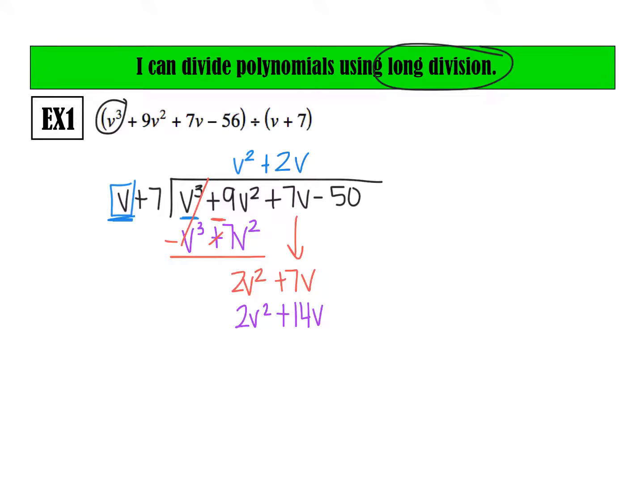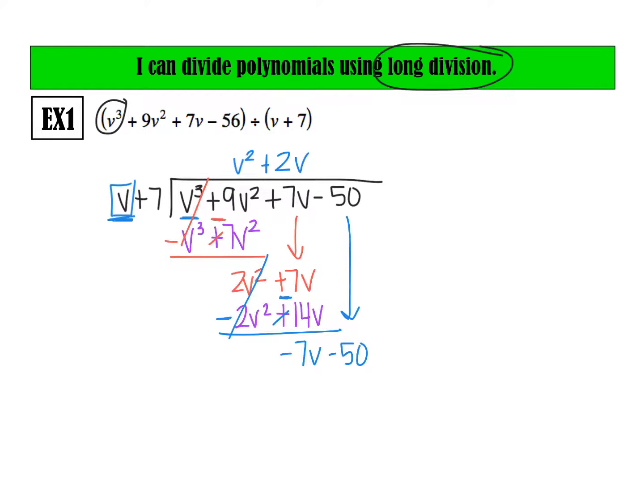All right, now I'm going to do the opposites, or I'm going to subtract. So I'm going to turn them both negative because they're both positive, and 2v squared minus 2v squared cancels, which is what I wanted, and 7v minus 14v is negative 7v. Bring down my next term, so negative 50, and I'm going to start all over.